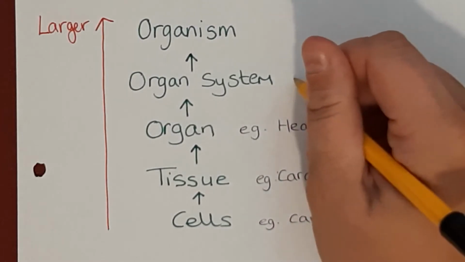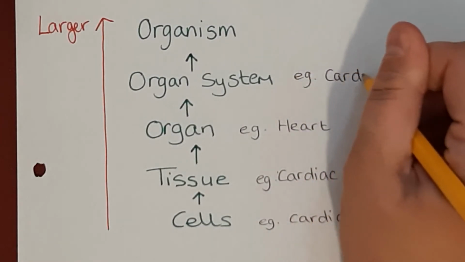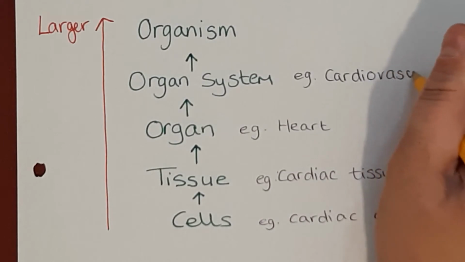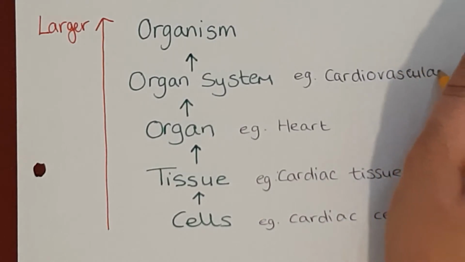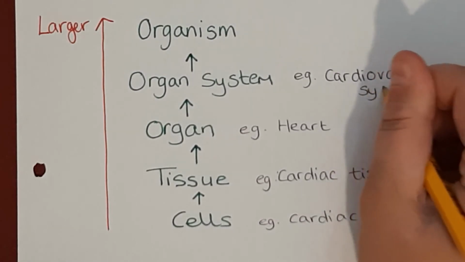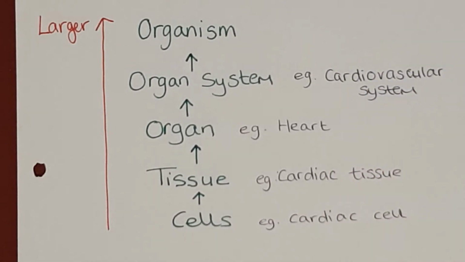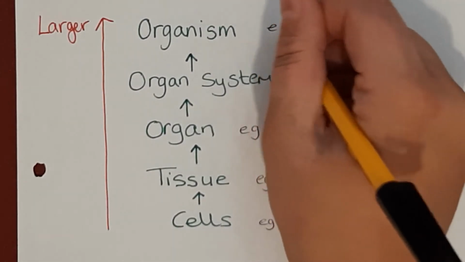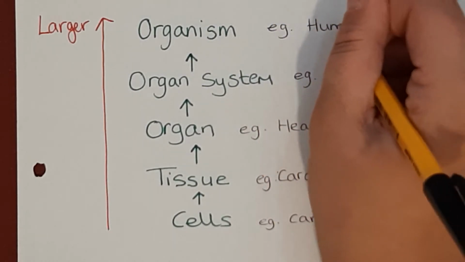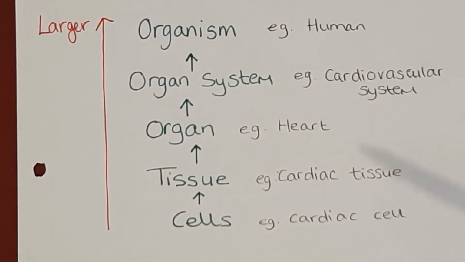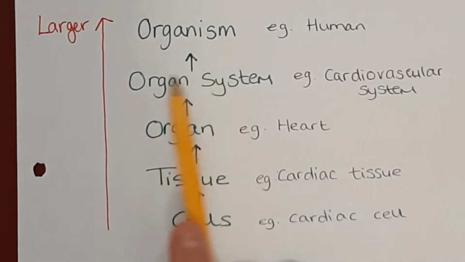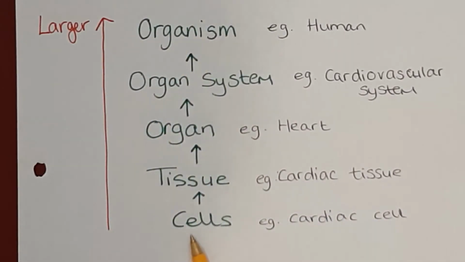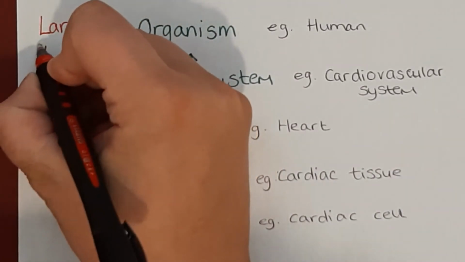And then the organ system would be the cardiovascular system. And the cardiovascular system contains the heart and the blood vessels. And then the organism, well, it could be a human. It could also be an animal. And so as you can see, the organisation of this is that as you go up, each of these things is made up of the parts below it. And it becomes larger and it also becomes more complex.